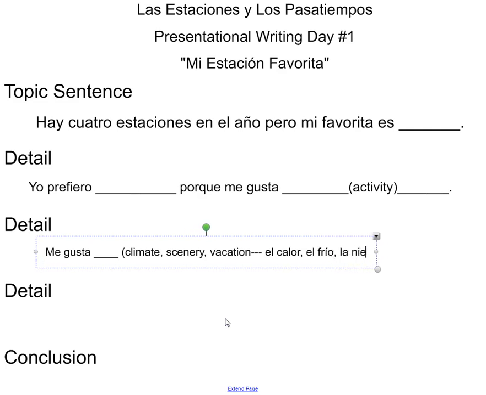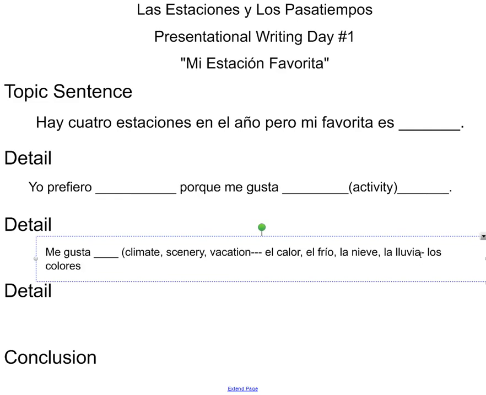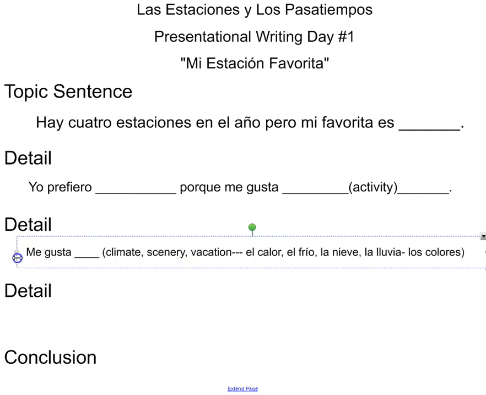La nieve, the snow. La lluvia, the rain. Those would all be climate things that we learned in Español 1. Scenery things would be things like colors. You could even write los colores and then talk about what colors you like. Like, for example, if you like el otoño, you like all the different colors. El verde, amarillo, anaranjado, okay? Cool. And of course, vacaciones, maybe something during the season that you're talking about.